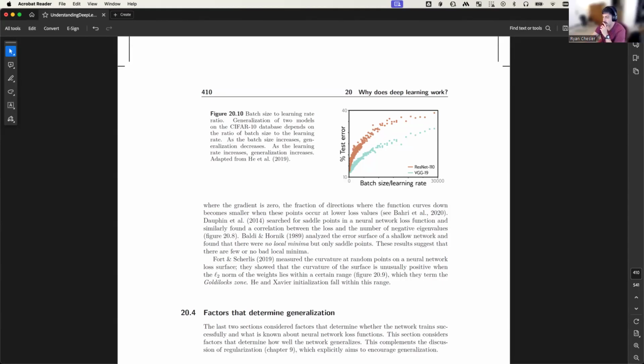Yeah, go ahead, Andrew. Is there any evidence that you could start with a large batch size and then switch to a small batch size to converge to the better model at the end?